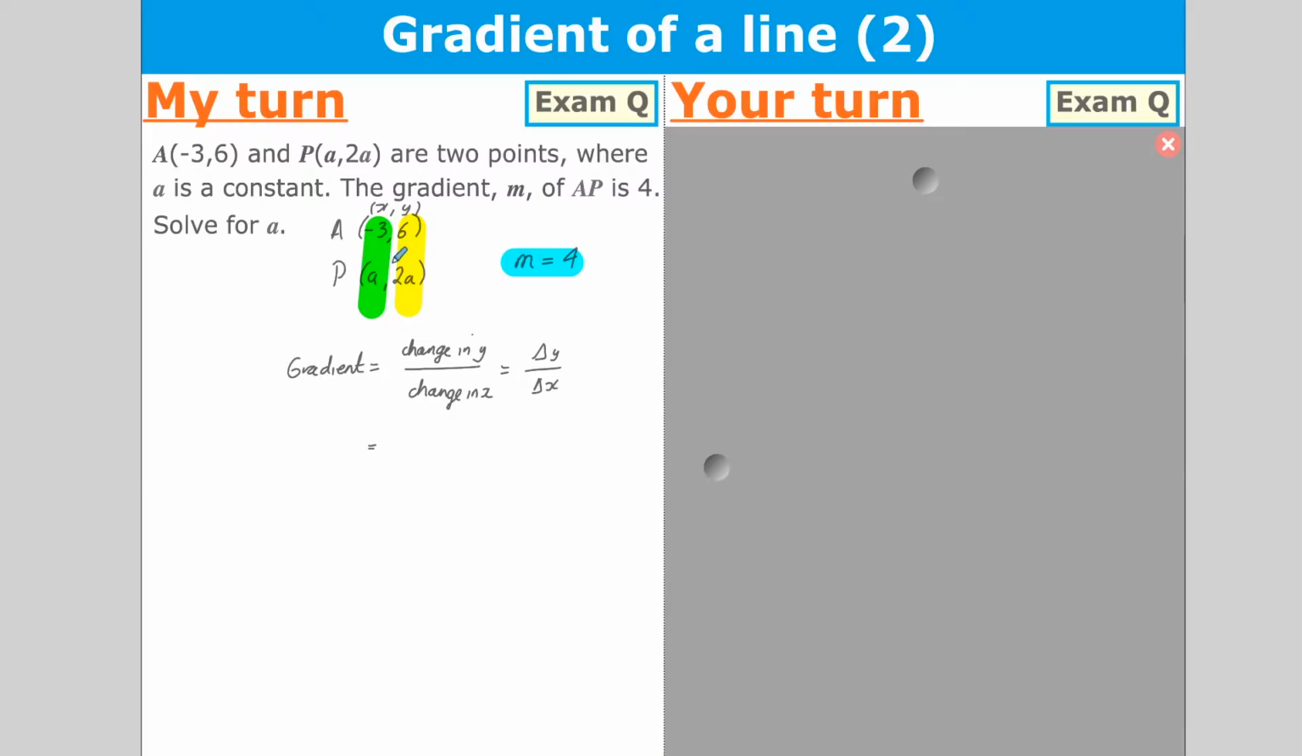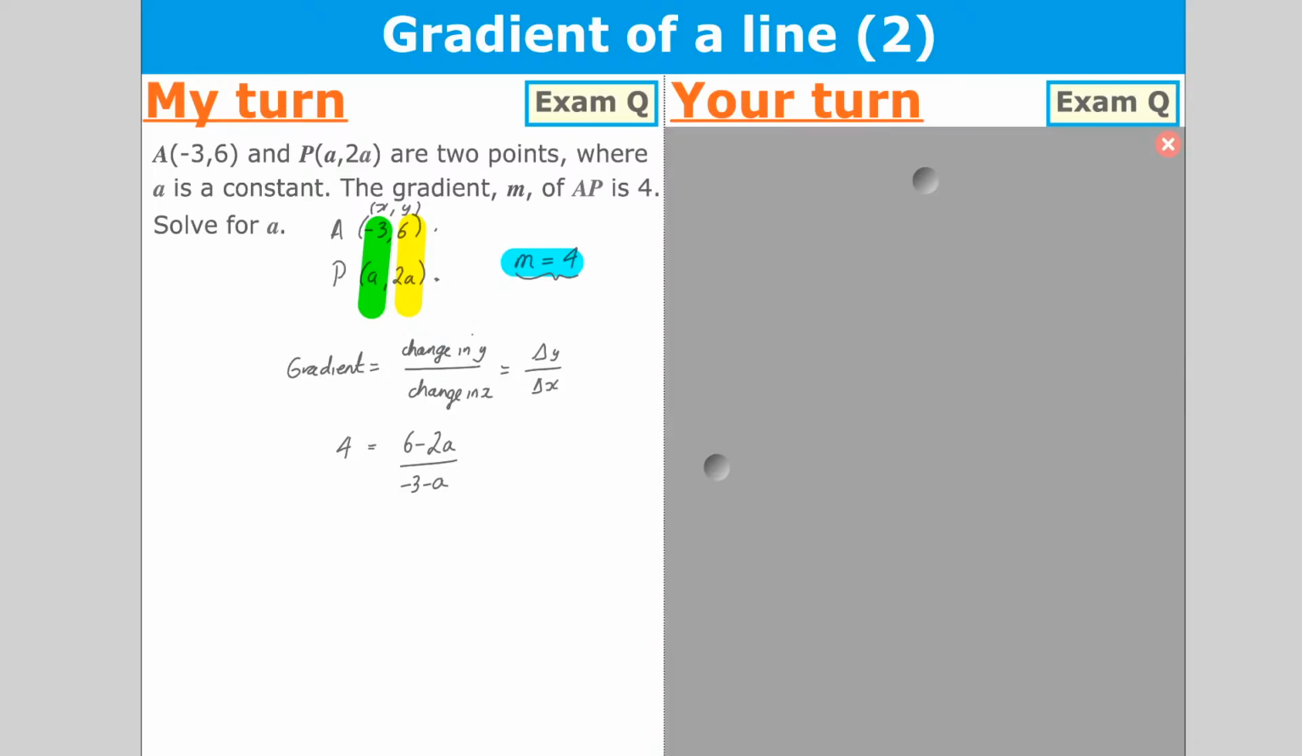So the change in y is going to be 6 take away 2a, all over -3 subtract a. And remember, in the question you were told m is 4. So don't write m here, write 4 instead. So all I've done is use all the facts in the question.